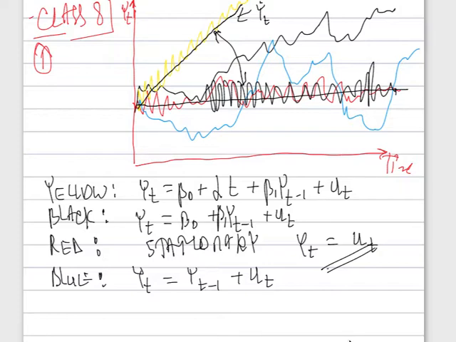What's the difference between black and blue again? The difference is the beta 0, and there is no beta 0 here. And then the beta 1 here is equal to 1. So both of them are unit roots. One with drift, one without drift. Drift is the beta 0. Drift term is beta 0, guys. If you understand this now, what I've just said, question 1 will be very easy. Yeah? Very easy.